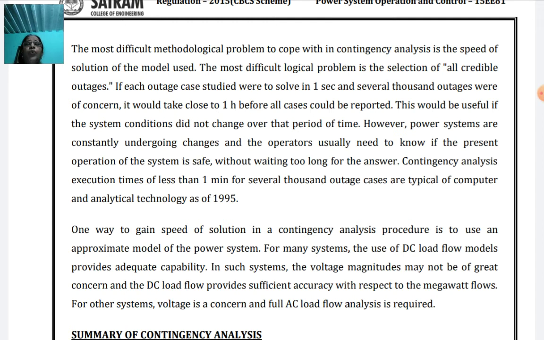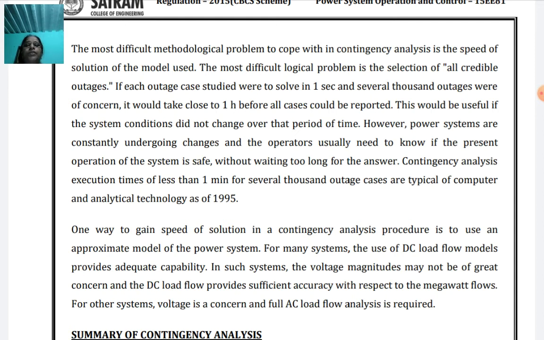If each outage case studied were solved in 1 second, and several thousand outages were of concern, it would take close to 1 hour before all cases could be reported. So this would be useful only if the system conditions did not change over that period of time.